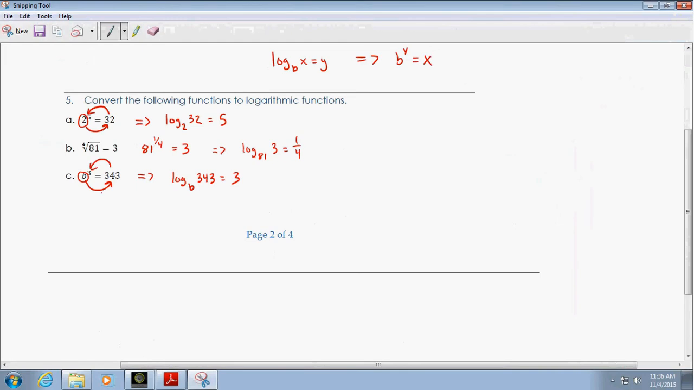On A, is that 32 a regular number or is that an exponent? It's a regular number. It's the argument of the log. The log will always be the exponent. Correct. The log of the argument will always equal the exponent.